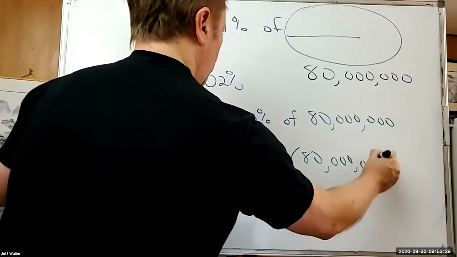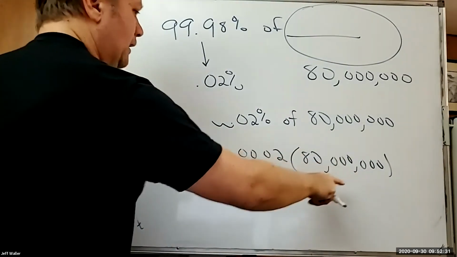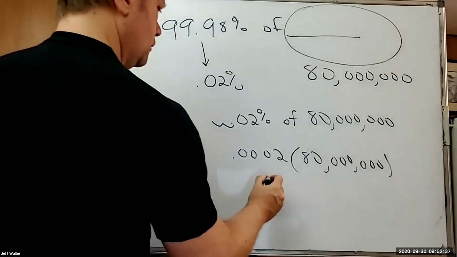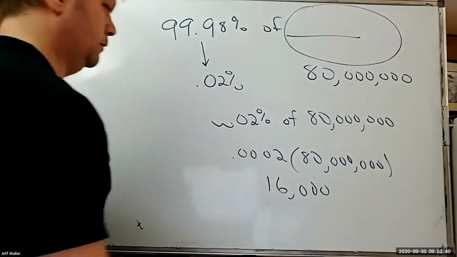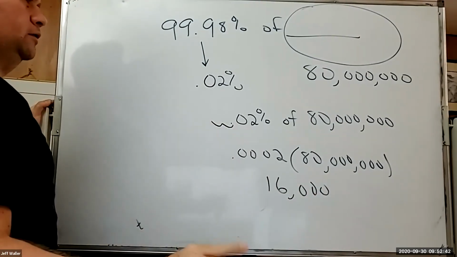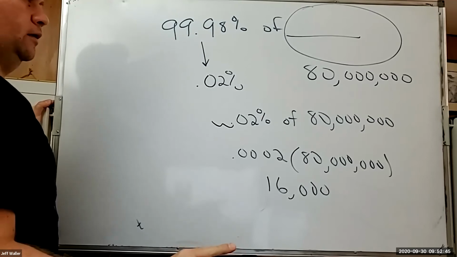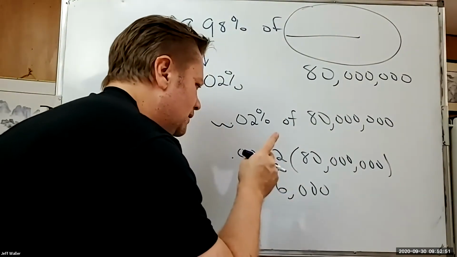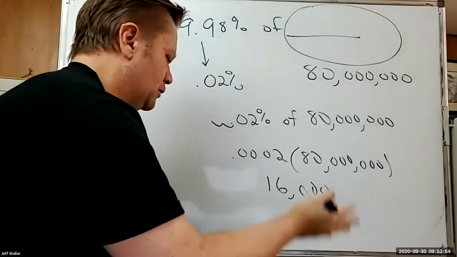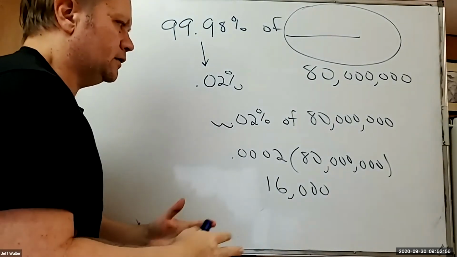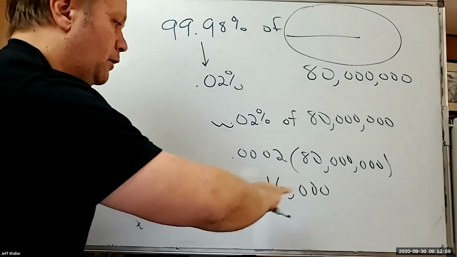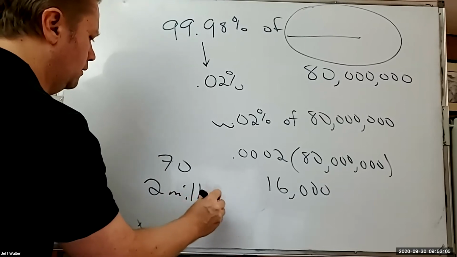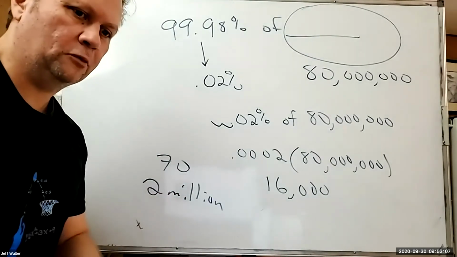So what is 0.0002 times 80 million? 16,000. Let me see. 1, 2, 3, 4. 1, 2, 3, 4. Yeah, okay, I like it. So that's 16,000 people. This is actually 16,000 kids. I can't remember the age group exactly, but it's like teens or something. So when they posted this, I said, okay, so you're okay with 16,000 kids dying, and above 70, it would actually be 2 million people. 2 million people would die.